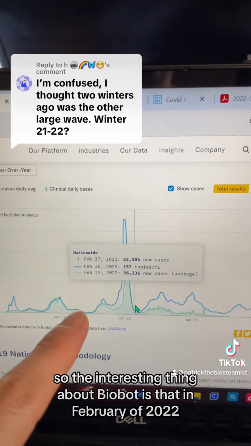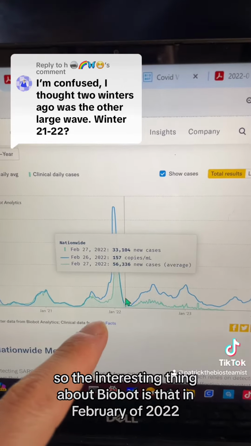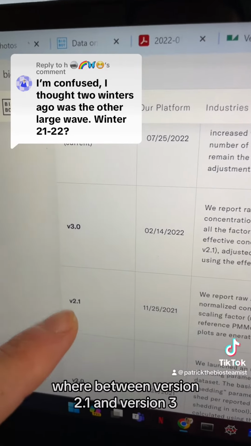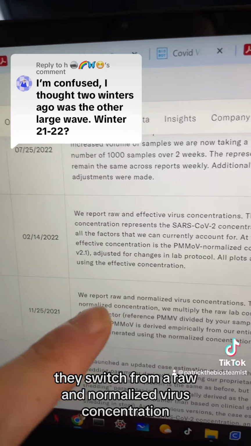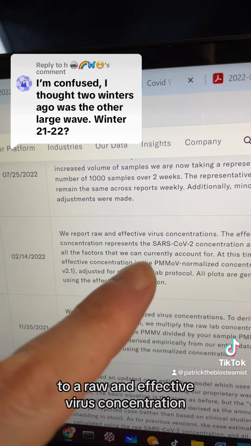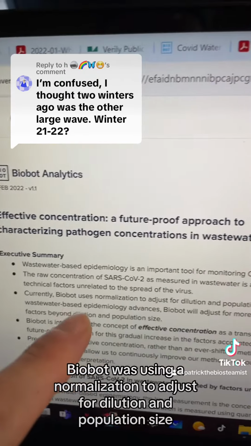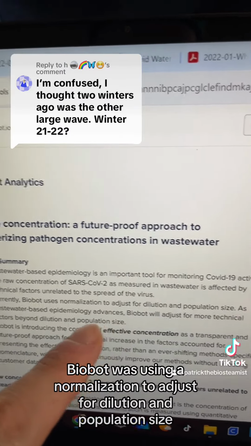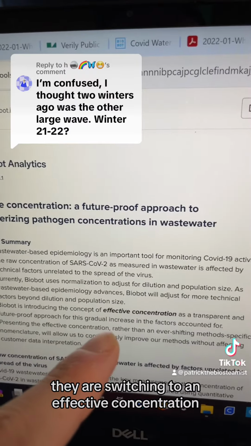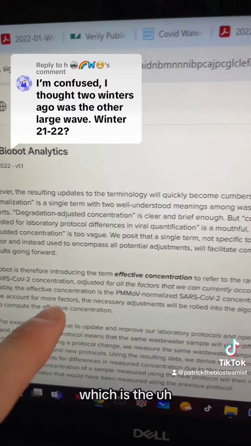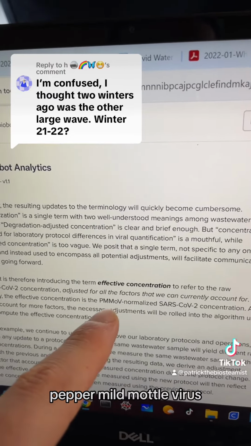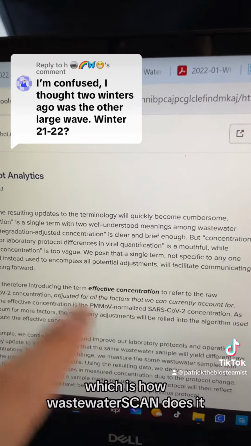So the interesting thing about Biobot is that in February of 2022, they changed how they were doing the calculation, where between version 2.1 and version 3, they switched from a raw and normalized virus concentration to a raw and effective virus concentration. Before February 4th, Biobot was using a normalization to adjust for dilution and population size, and then after this date, they are switching to an effective concentration, which is the raw sewage COVID concentration divided by the pepper mild mottle virus, which is how WastewaterSCAN does it.